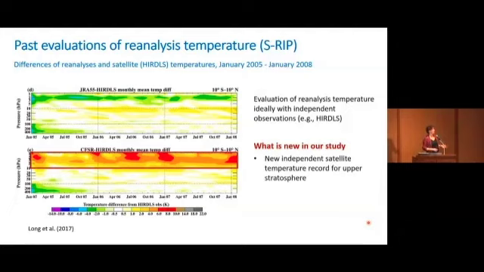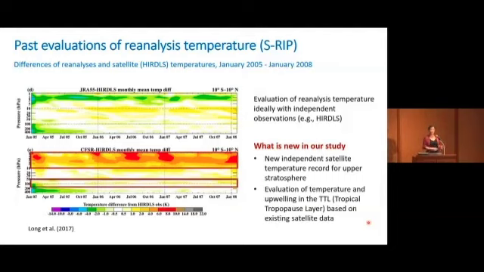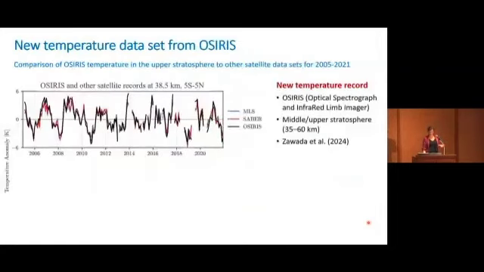So what's new, what I'm going to show you today, we have a new and independent data set for temperatures in the upper stratosphere. So I'm going to show you that. And then I'm going to switch and go to the lower stratosphere and go to the tropical tropopause layer where the air enters the stratosphere. And then show you some evaluations of temperature and upwelling in the lower stratosphere.